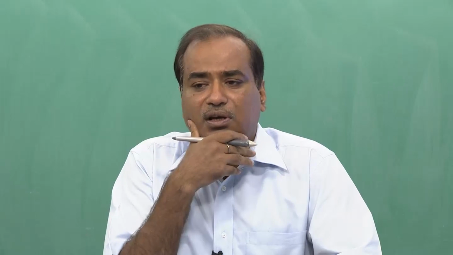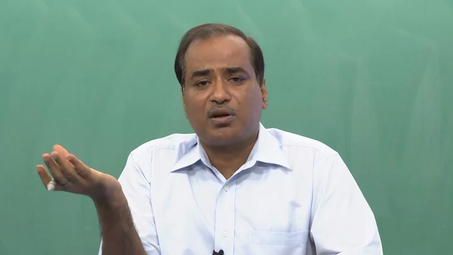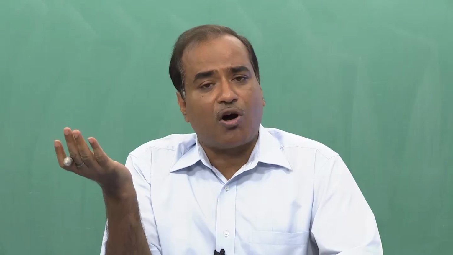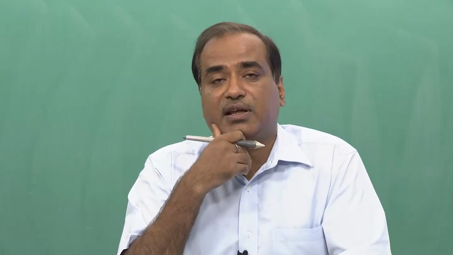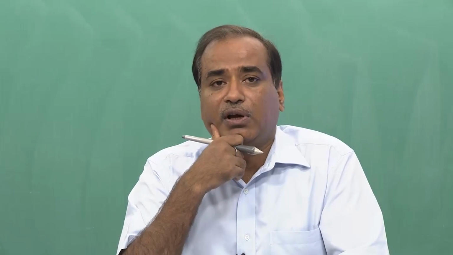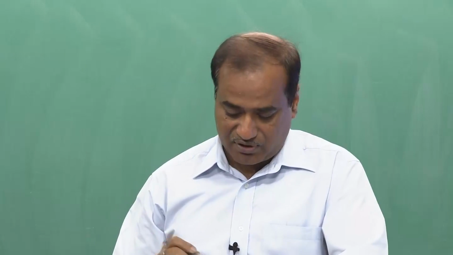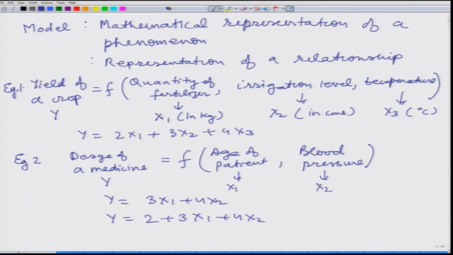In a very simple sense, I can say a good model will be a model which incorporates all salient features of the phenomena. For example, in the model for yield of a crop, this depends on quantity of fertilizer, irrigation level, and temperature. Now, suppose you try to find a relationship where yield of the crop depends on some factors, and we say we are not considering the quantity of fertilizer. Do you really think that is going to be a good model?